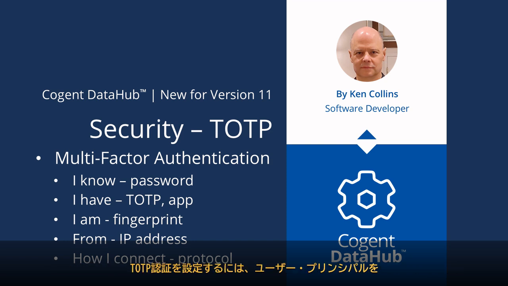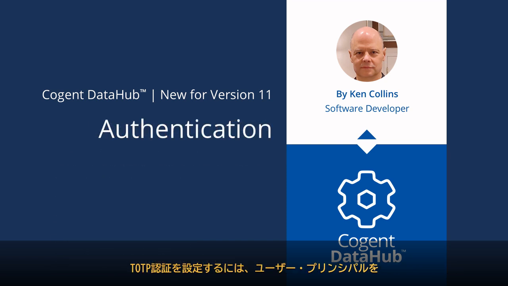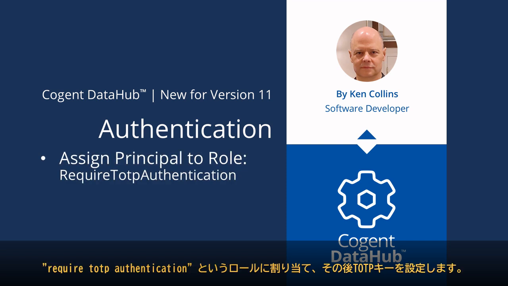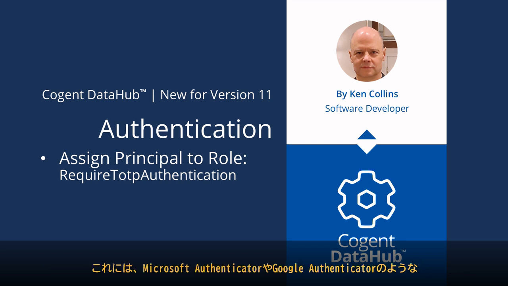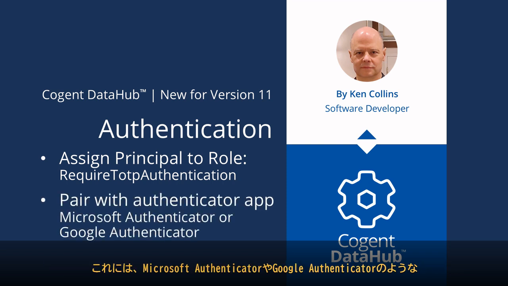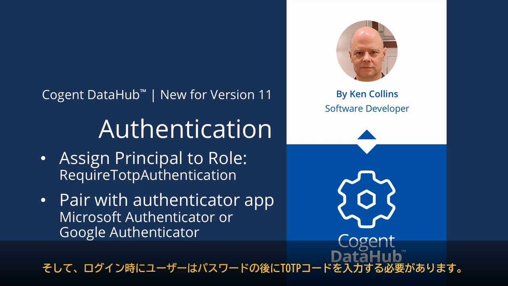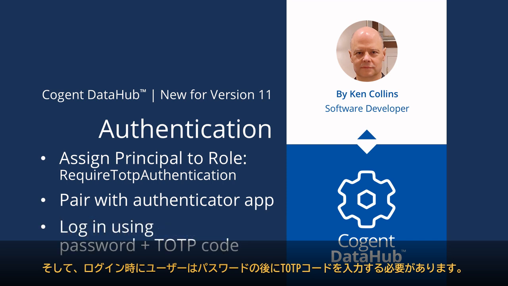In order to configure TOTP authentication, we assign the user principal to the role require TOTP authentication. And that will allow us to then set a TOTP key. And this will require as well pairing with an authenticator app like Microsoft Authenticator or Google Authenticator. And then when we log in, the user needs to enter their password suffixed with the TOTP code.